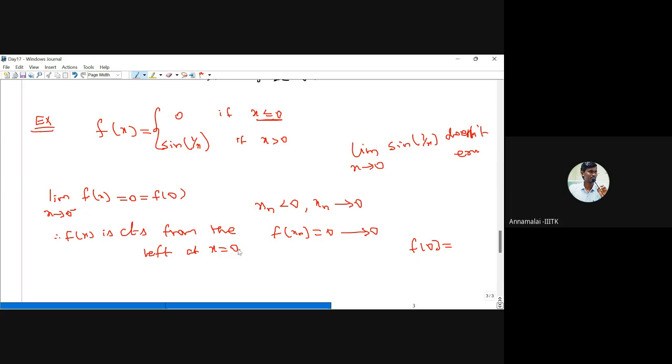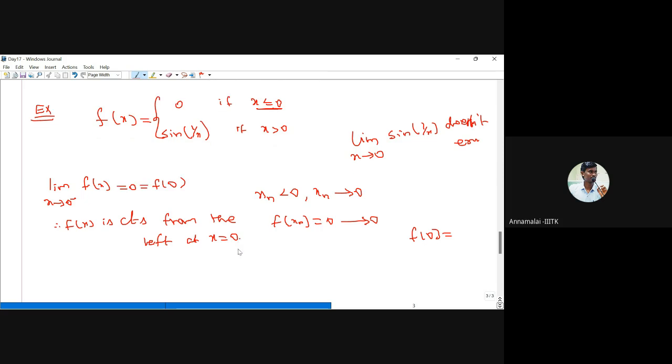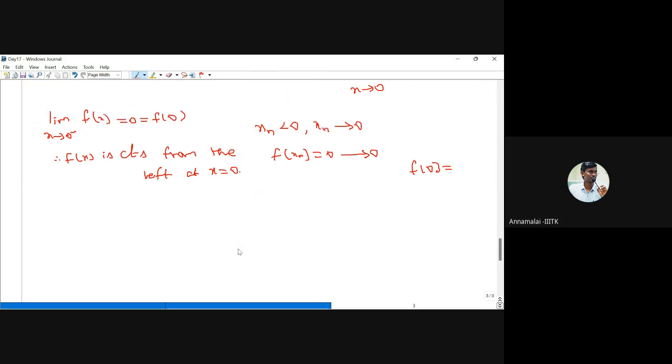Now we have to find the right limit. So what is the limit as x goes to 0 plus of f of x? If you take any sequence xn which is greater than 0 and xn converges to 0, then what is f of xn? The xn's are positive, therefore this is nothing but sine of 1 by xn.